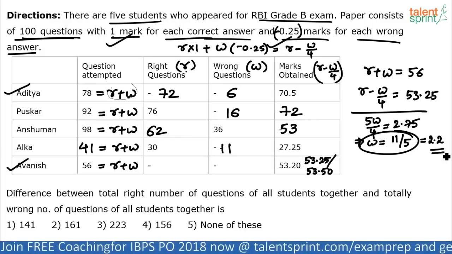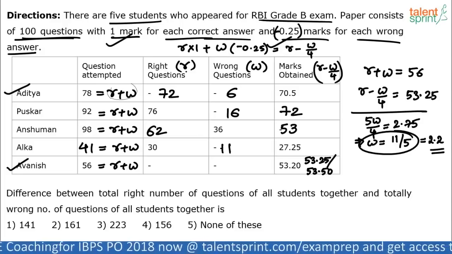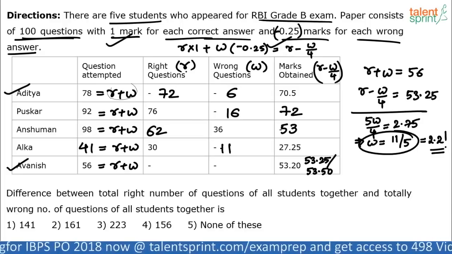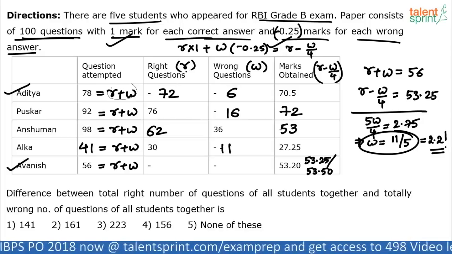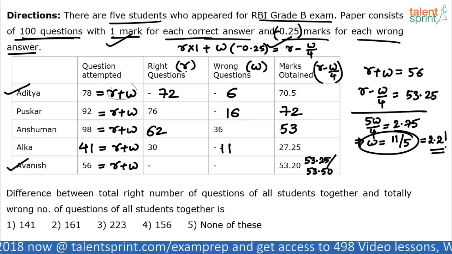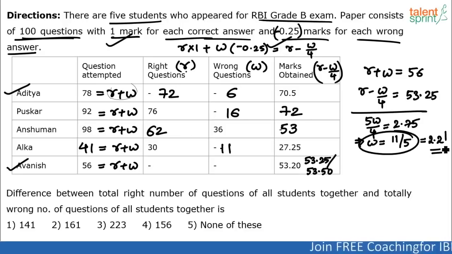11 by 5 is 2.2. Now, can the number of wrong answers be 2.2? No, not possible. Number of wrong answers has to be an integer, right? So it cannot be 2.2, which means it cannot be 53.25. How are we able to decide that 53.25 is incorrect? Because 53.25, if taken as the value here, gives us the number of wrong answers as 2.2, which is not possible. So 53.25 is wrong.